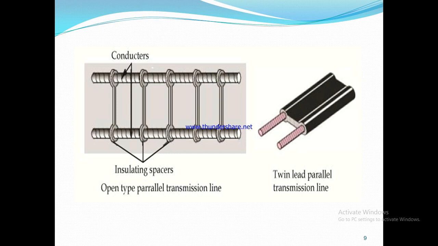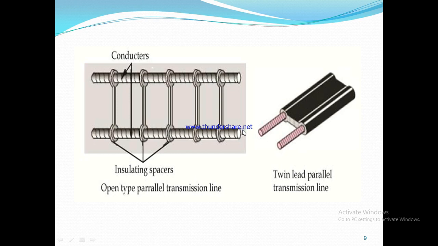This line consists of 2 wires that are generally spaced from 2 to 6 inches apart by an insulating spacer. The advantage of this type of transmission line is simple construction, but coming to the disadvantage, it has high radiation losses.